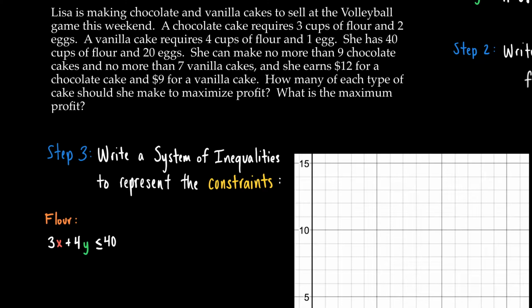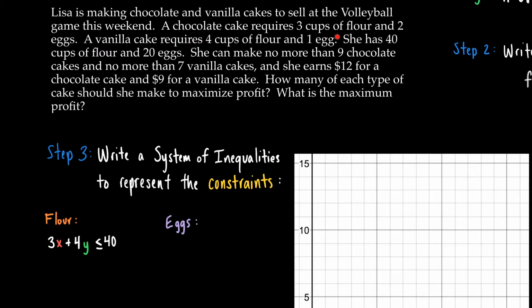Okay, that's not the only constraint we have, though. Another constraint we have is eggs. So we have an egg constraint as well. What's our egg constraint? A chocolate cake requires 3 cups of flour, 2 eggs.